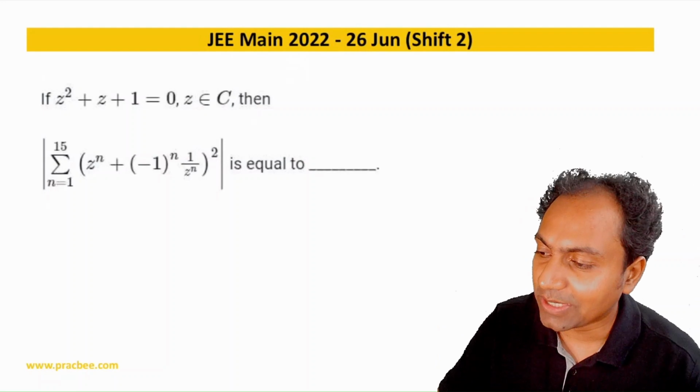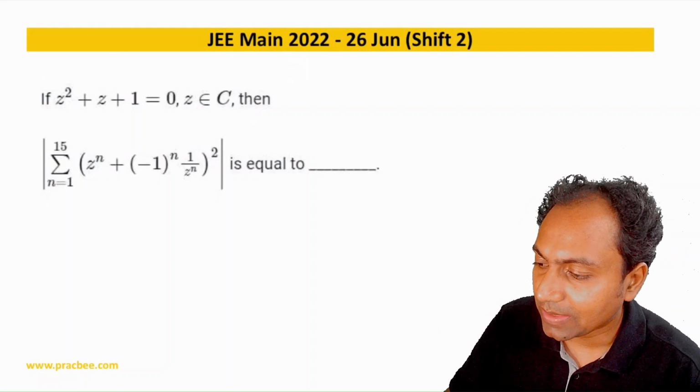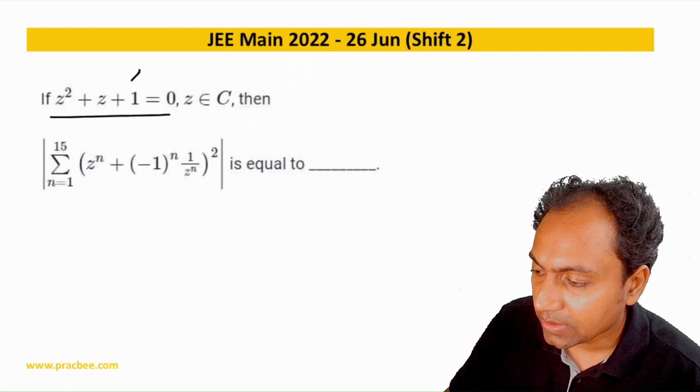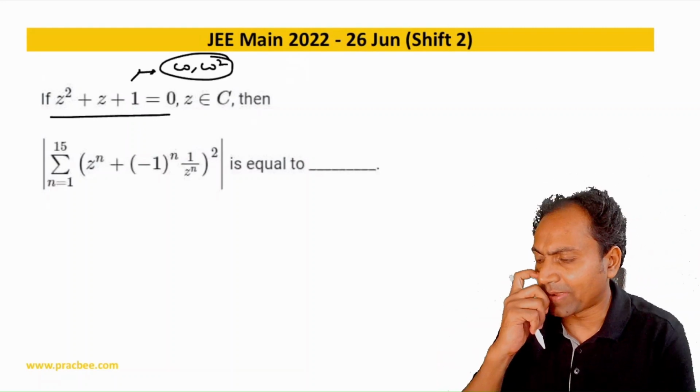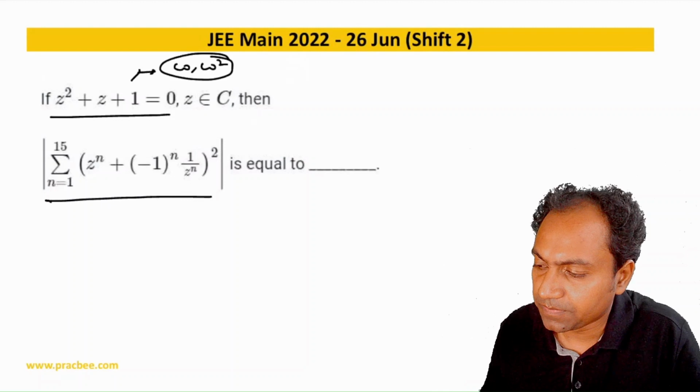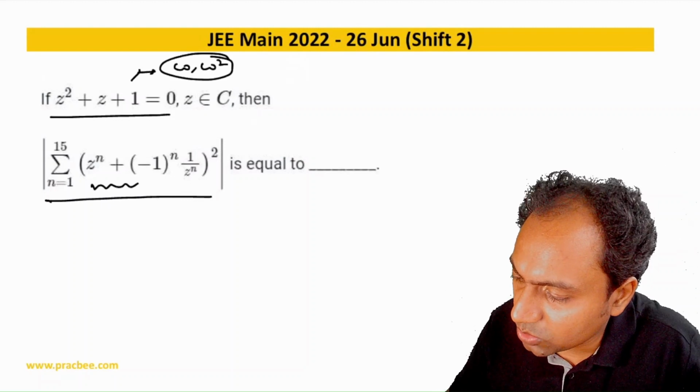Now again, this question asked in 2022 appears to be a difficult question, but actually is a very simple question. If you identify this one thing, that is this equation. So the roots of this equation are nothing but omega and omega square. So I can take any one value and find the value of this expression.